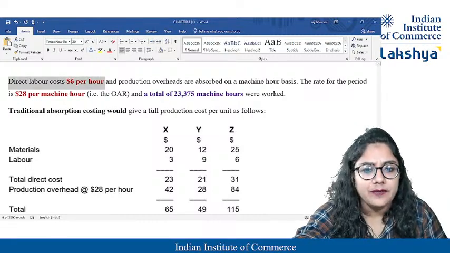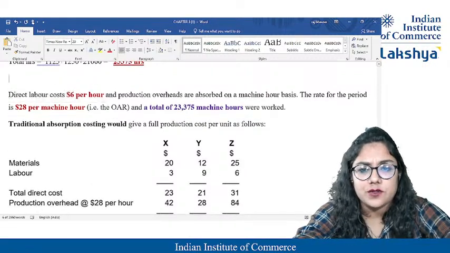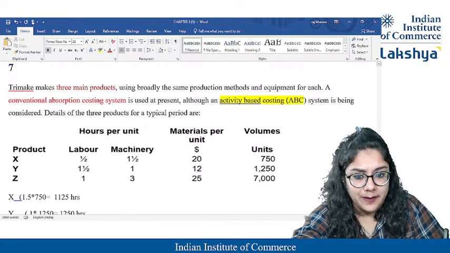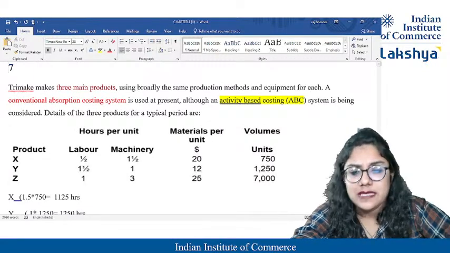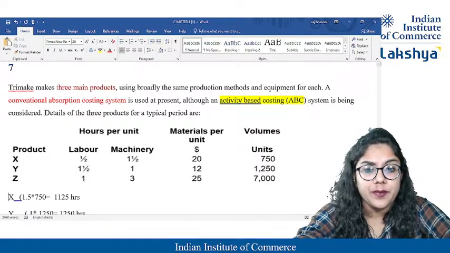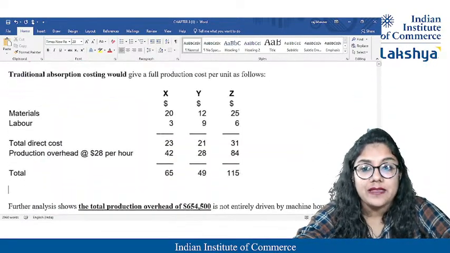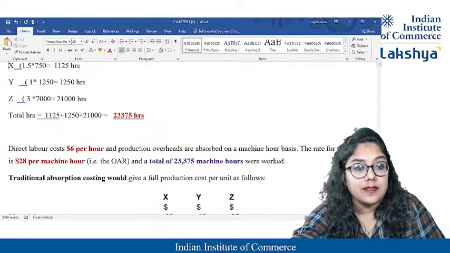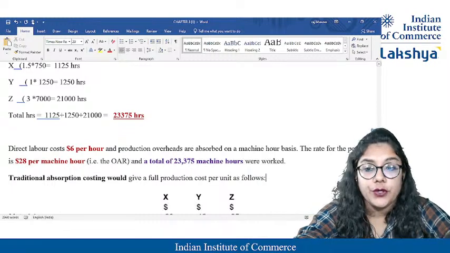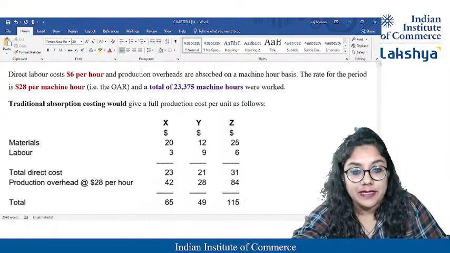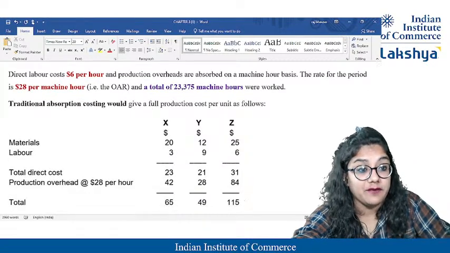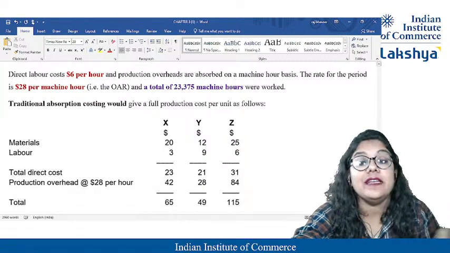Then material, if you see 20, 12 and 25, is also given in the question. When you see the overheads, the machinery hours are also given as 1.5, 1 and 3, at a per hour price, which is also given. The rate per hour is 28, so for 1.5 hours it's 42, then 28 and 84. As per the question, my totals are 65, 49 and 115, which is already given.